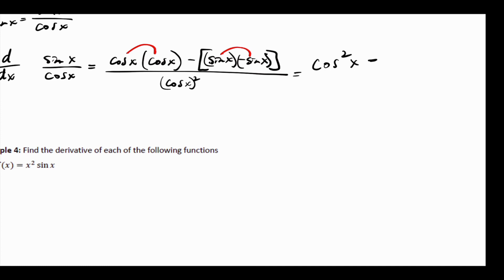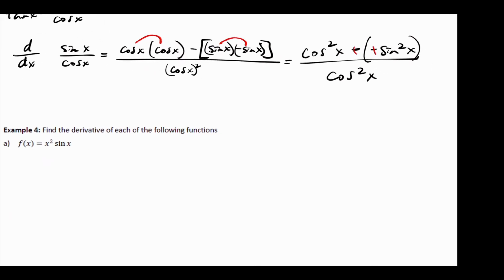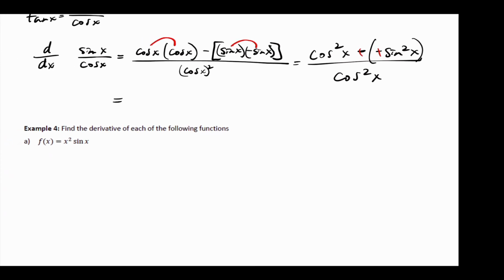Minus, what's sine of x times negative sine of x? The negative sine squared of x, right? The two negatives cancel out and they make a positive. Good. On the bottom, I get cosine of x squared. Cosine squared of x. So cosine of x times cosine of x, just times itself, right? Okay. So let's see. We have this plus this over this.